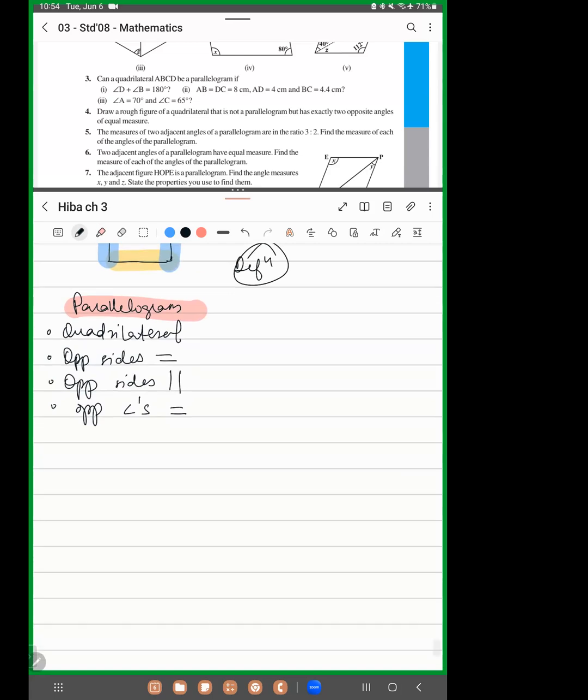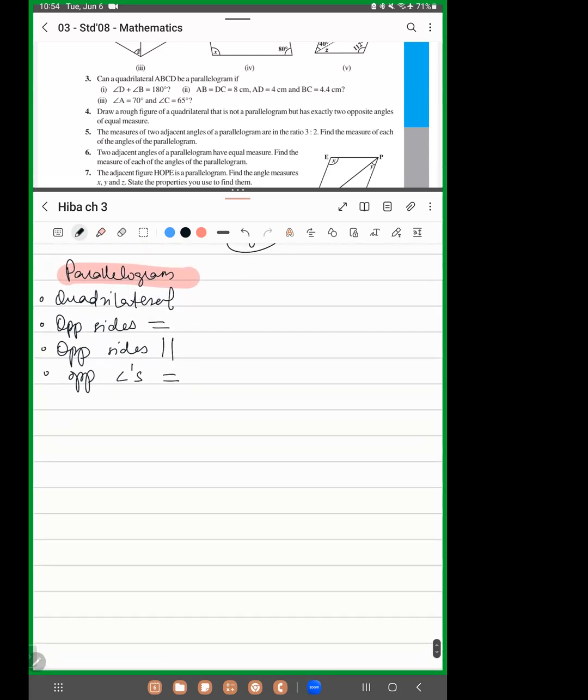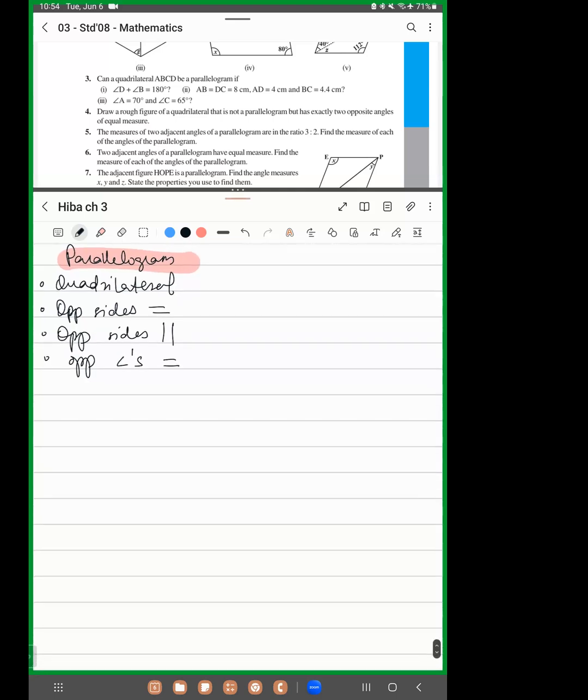What about supplementary angles and diagonals? Those are properties, not the definition. This is the definition. Now, do you understand the difference between a property and a definition?